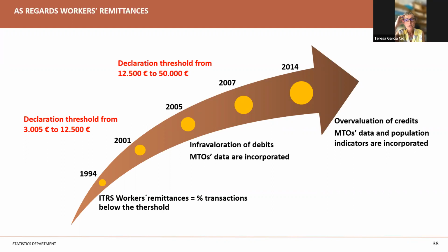For that reason, we started using money transfer operators' data. And we use, until now, this source of information directly for the estimation of the debits and combined with demography indicators for the estimation of the credits.